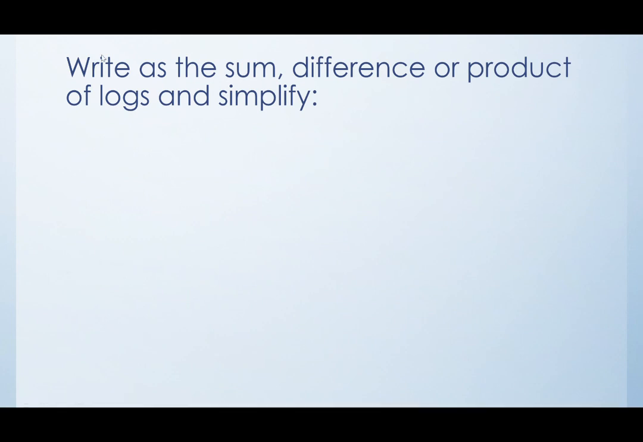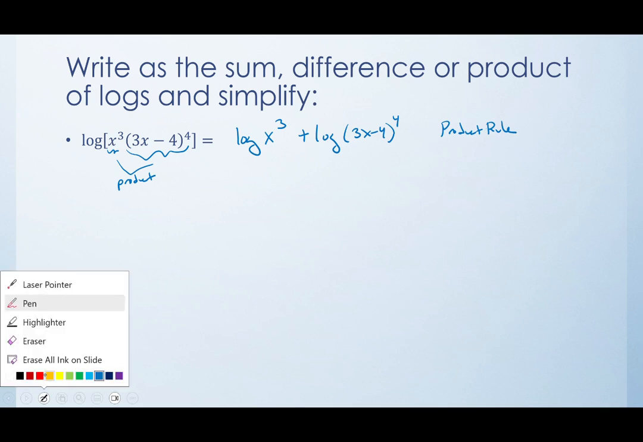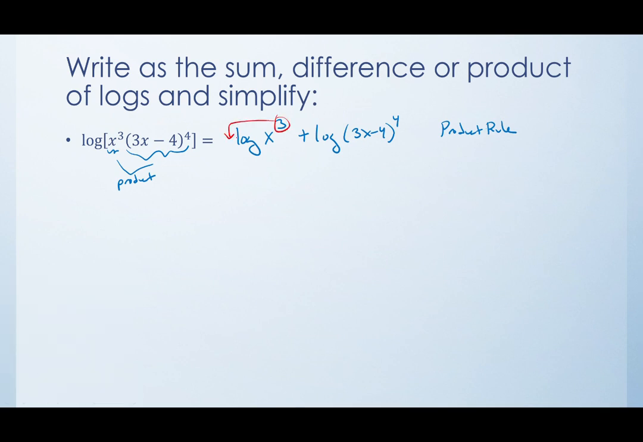Okay, so some more examples here. Log of x cubed times 3x minus 4 quantity to the 4th. So we see that this is a product of x cubed times 3x minus 4 to the 4th. So this is a product of these 2 things, so we can apply the product rule. Log of x to the 3rd plus log of 3x minus 4 to the 4th. So that was product rule. And then we say, oh, look, we've got some powers going on here. So we're going to take that 3 and move it out front.